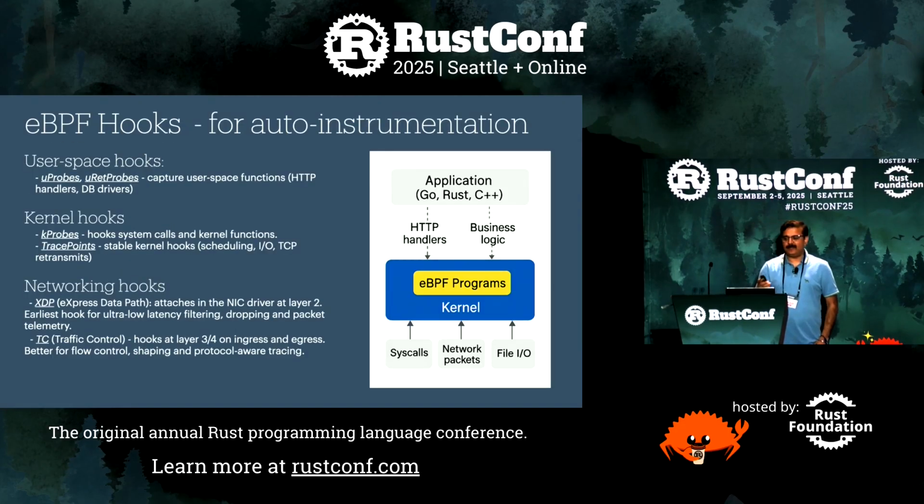I mentioned that an eBPF program will not run by itself. It will only execute if there is some state change or some event happening at the kernel. So these are some of the events or hooks where we can attach the eBPF program. There are user space hooks. I'm only covering the ones which would be helpful for auto-instrumentation. There are lots of other event types, which I'm ignoring as of now.